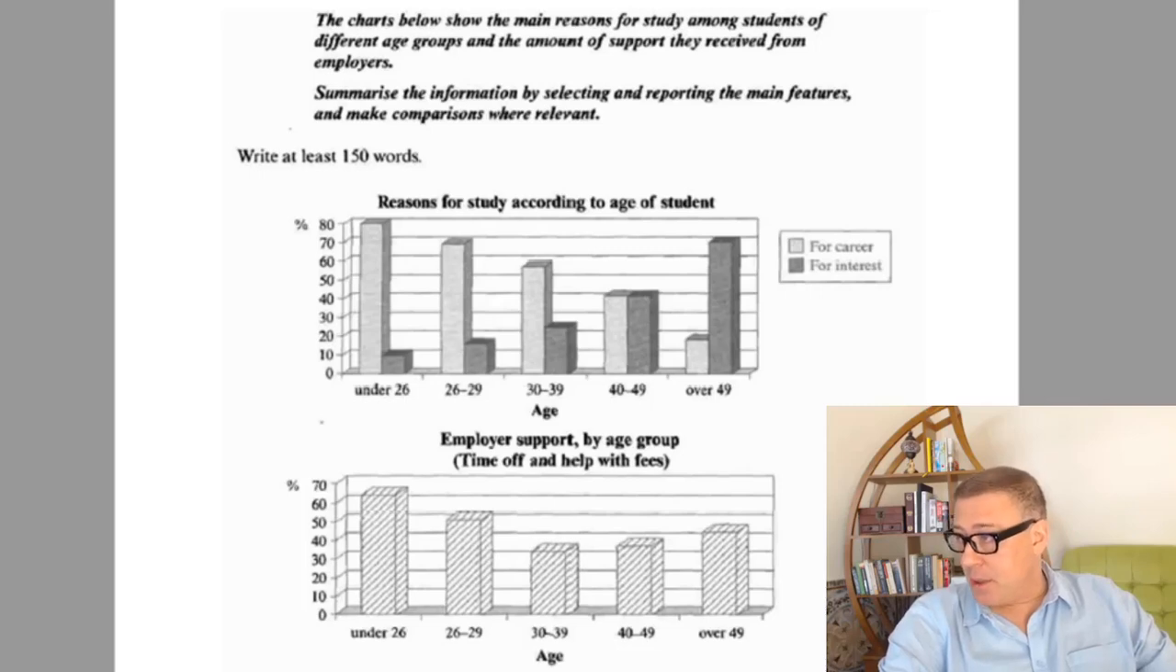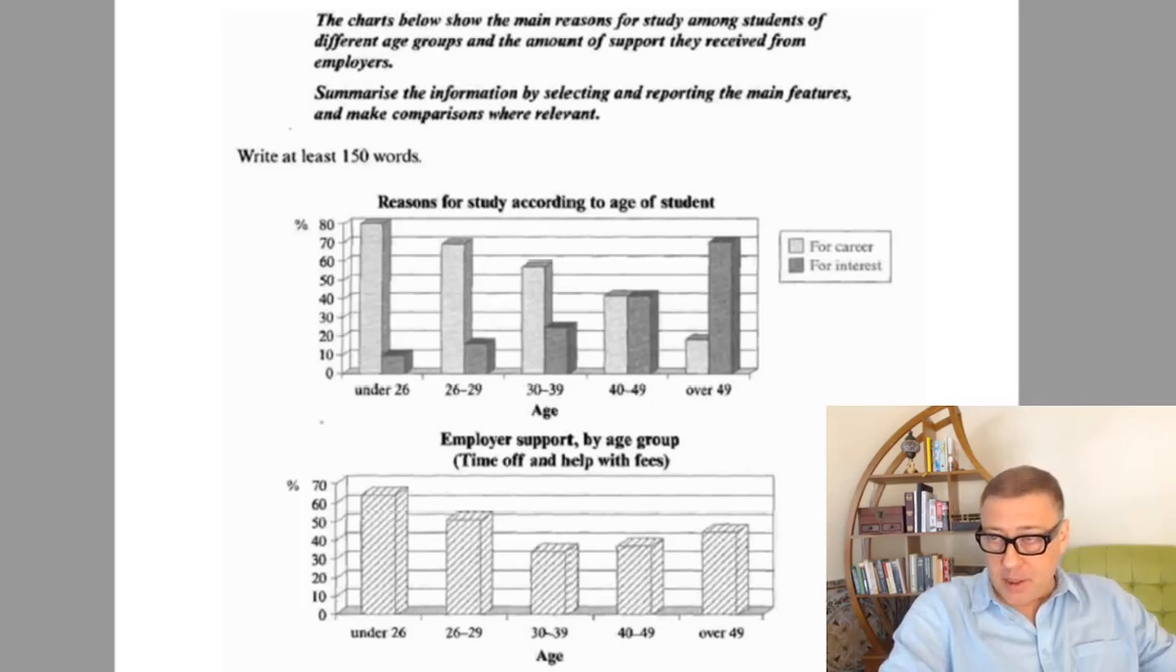So it says the charts below show the main reasons for study among students of different age groups and the amount of support they received from employers. Okay, so the first one is reasons for study according to age of student and the amount of employer support they receive by age group. So these are students who are also employed.